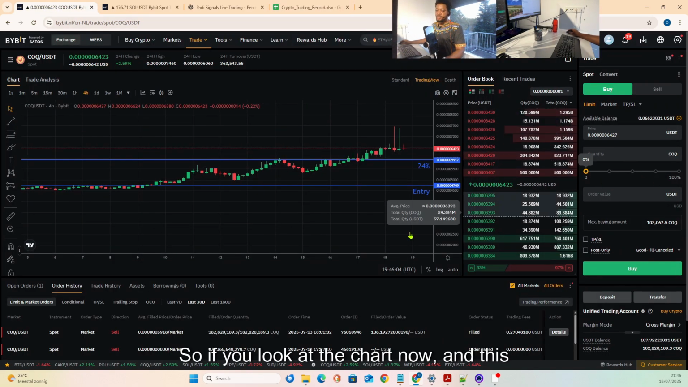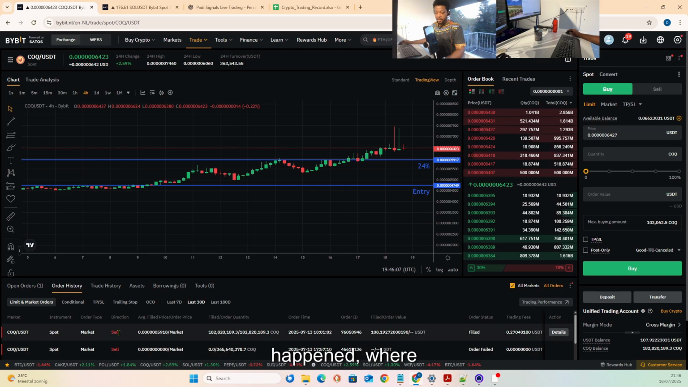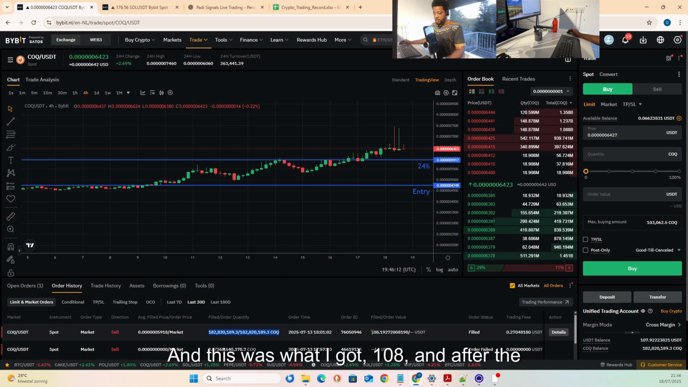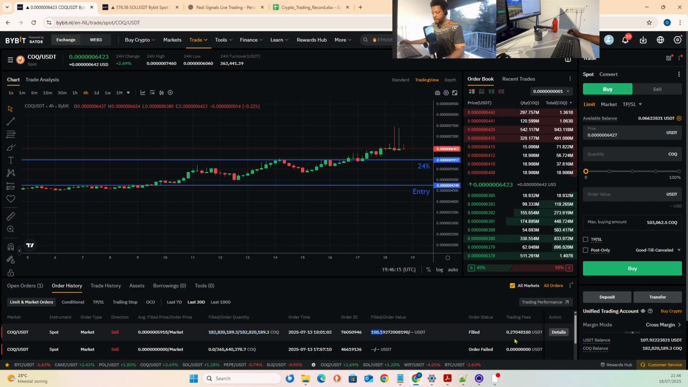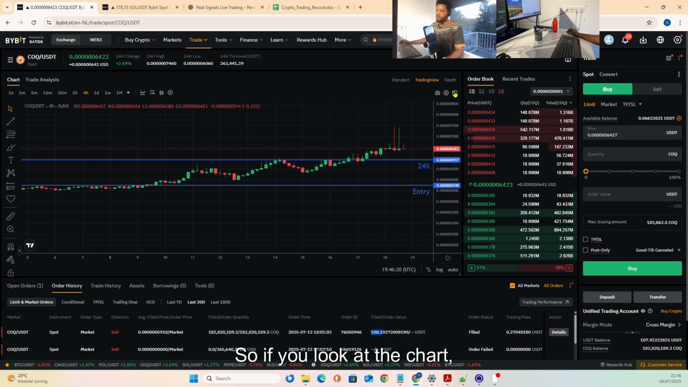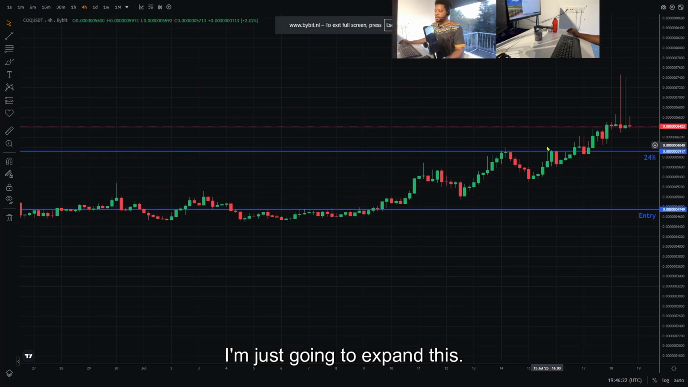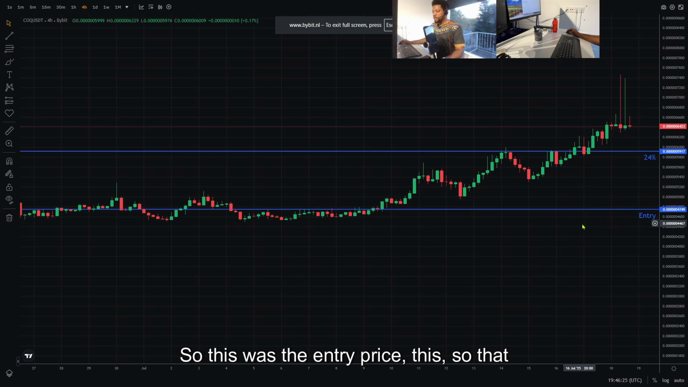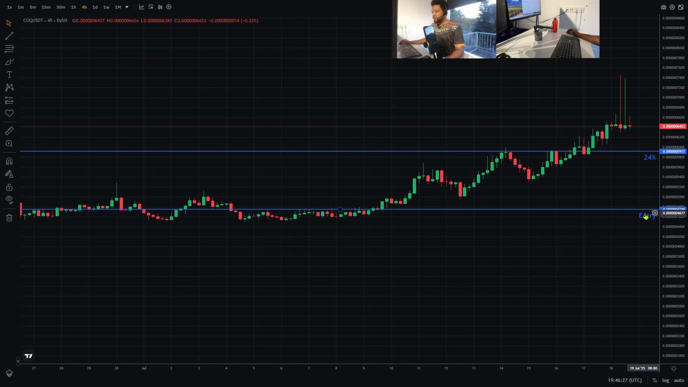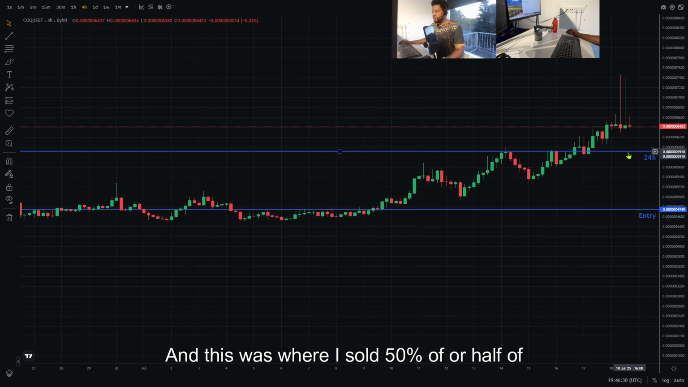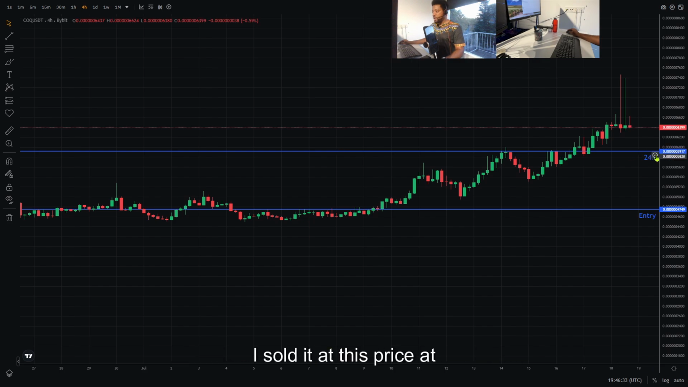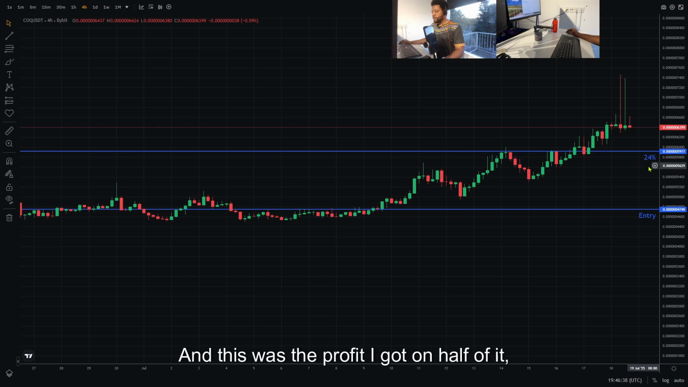So if you look at the chart now, this is where the trade happened, at this price. Half of the COQ was sold, and this was what I got, 108. After the fees, I got 107 something. I'm just going to expand this. This was the entry price, the COQ I bought was at 4750. This was the entry, and this was where I sold half of my COQ, at 5917, and this was the profit I got on half of it, 24%.